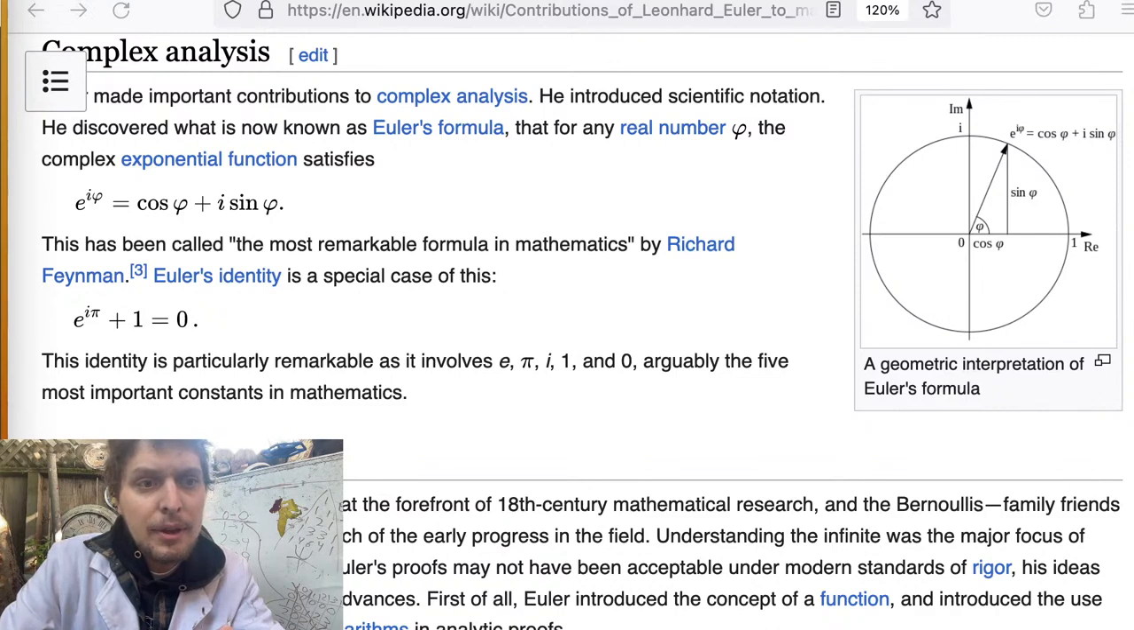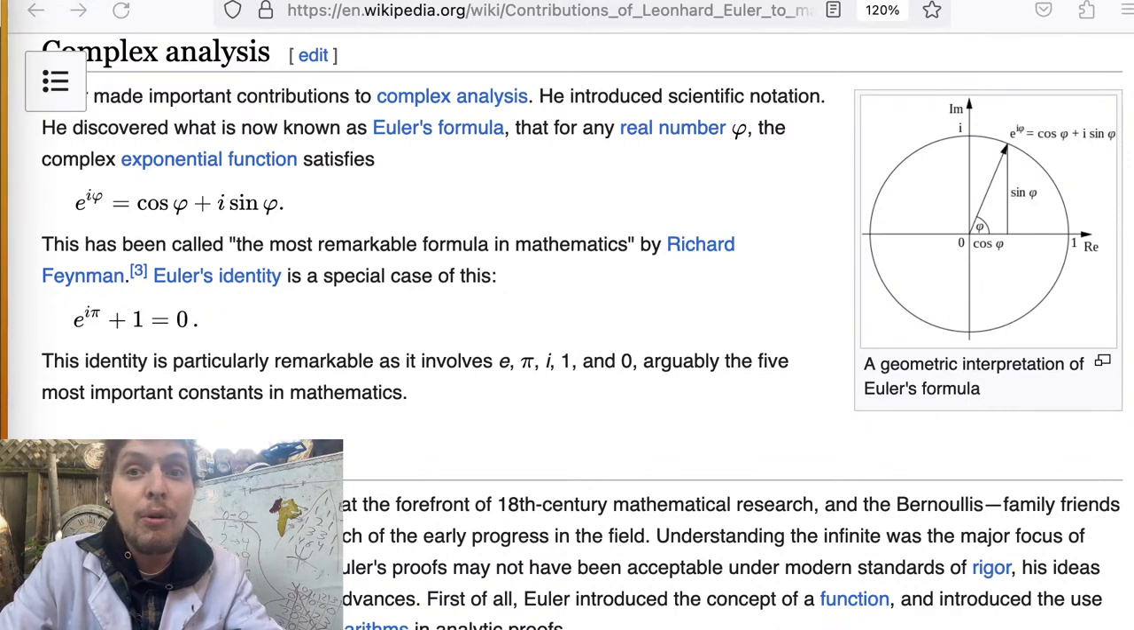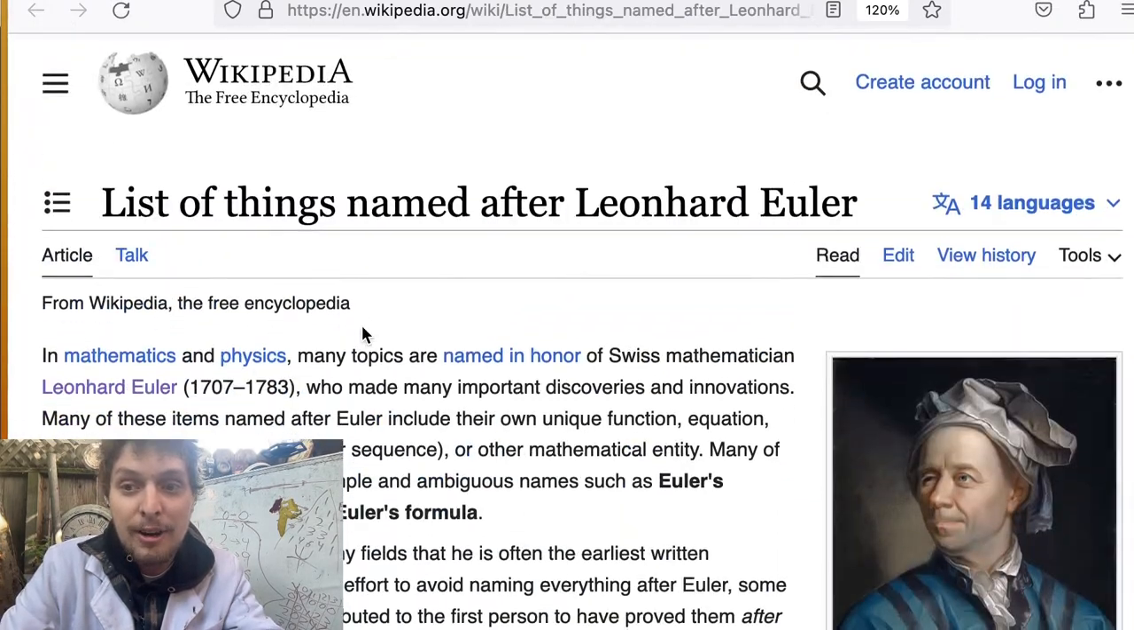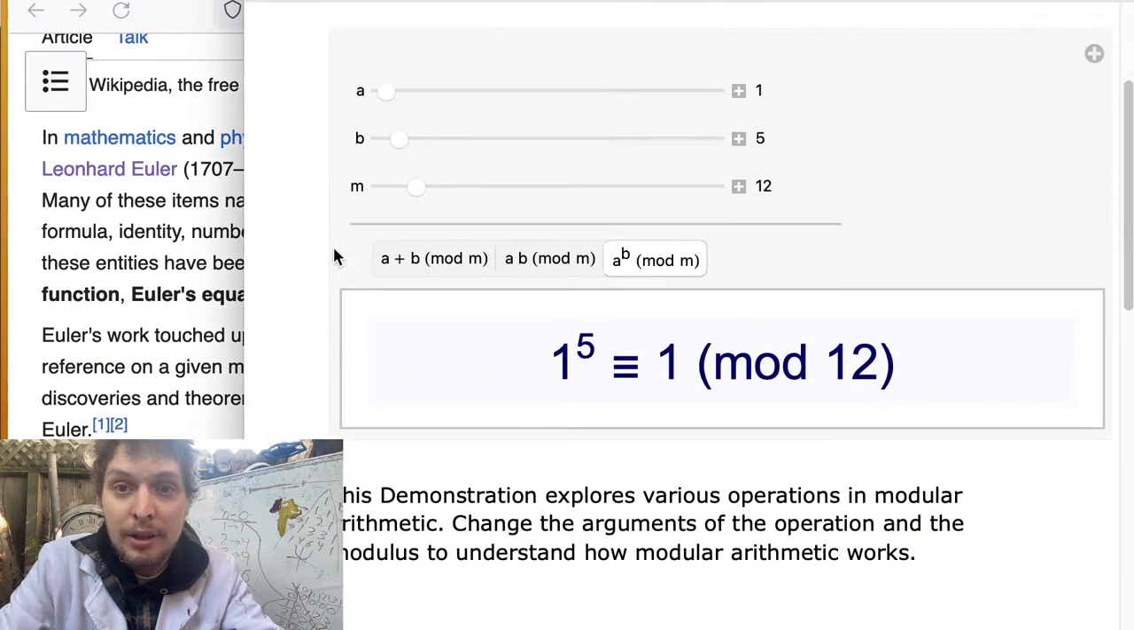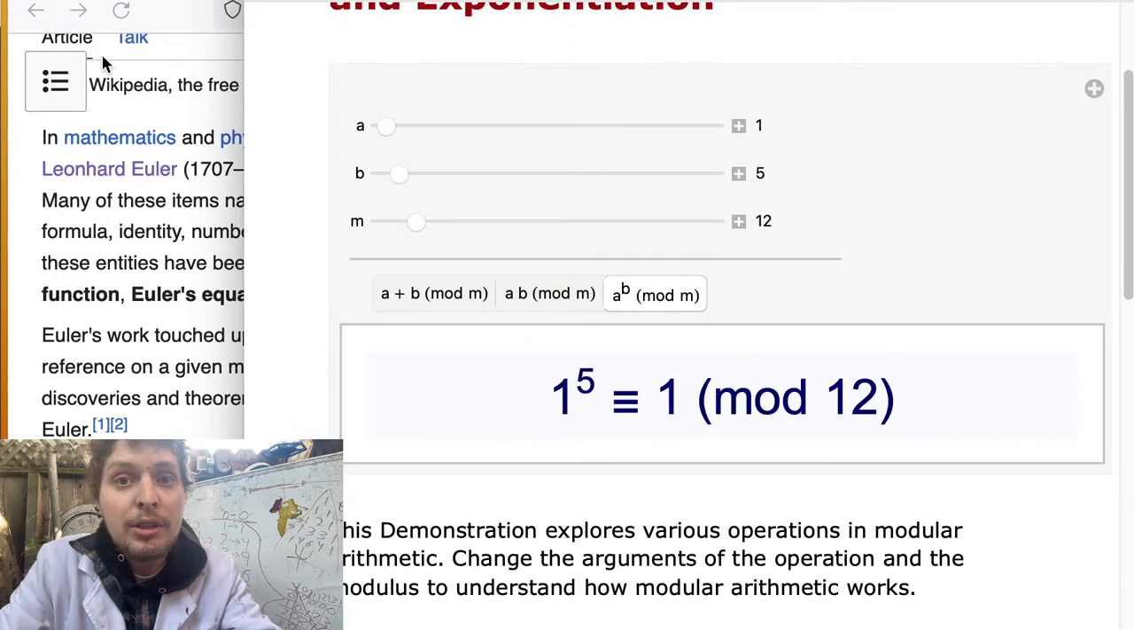Let's see. I kind of got sidetracked by thinking about how cool Euler's discoveries were and going to these Wikipedia pages. I will go back to the modular exponentiation a little bit, and we're just going to do a few clock analogies of it. And then I'm going to save the rest of our clock hopping for later.